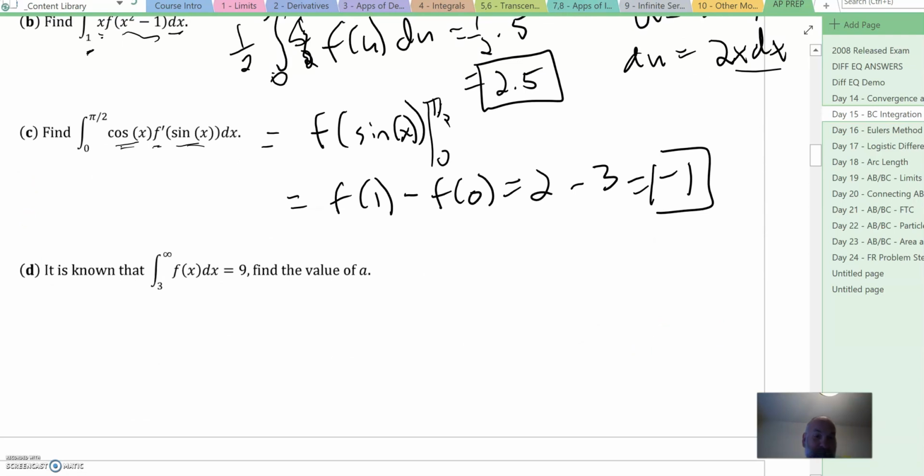If it is known that the integral from 3 to infinity, let me get this one in front of me. Yeah, okay. The integral from 3 to infinity of f of x dx is 9. Find the value of a. Okay, so what is this?